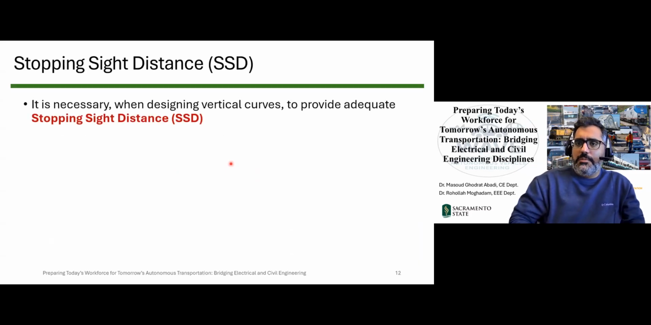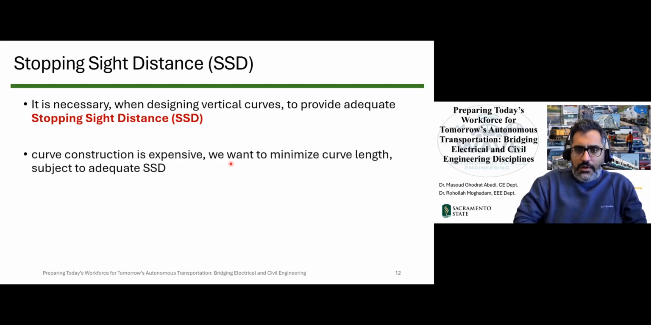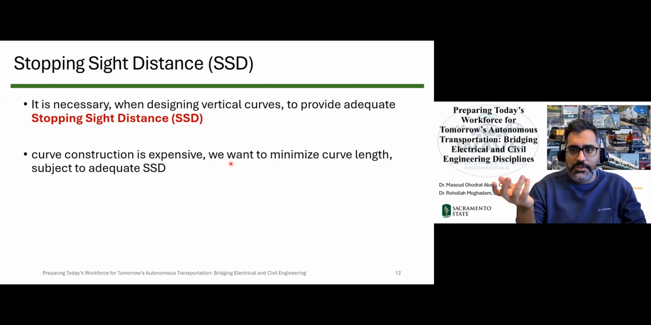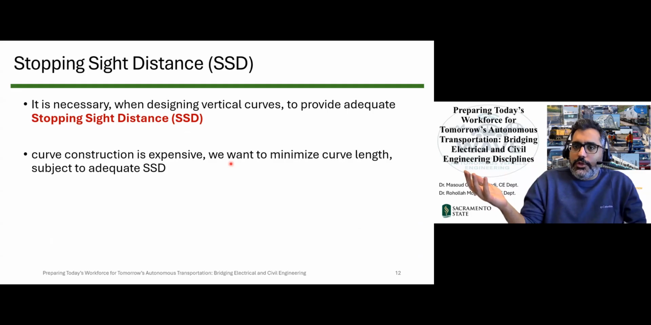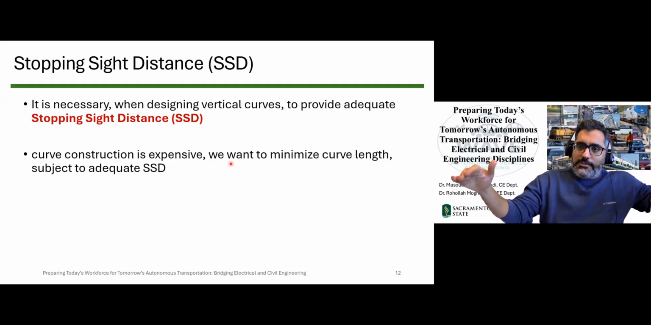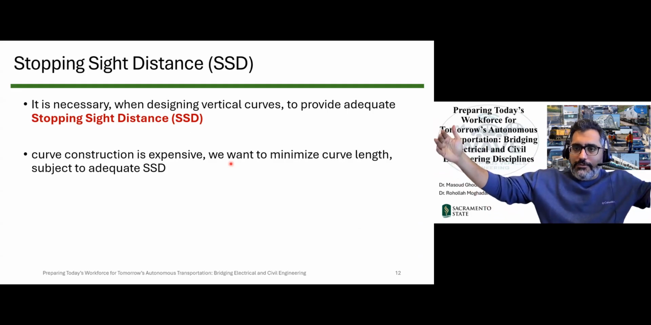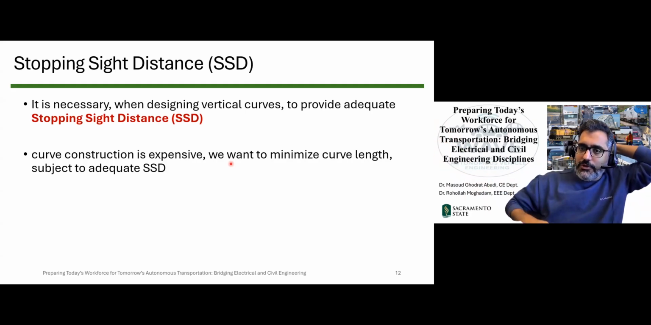Now, let's talk about stopping sight distance, because I told you a few minutes earlier that when we talk about safety, the most important thing is to provide that stopping sight distance. So when you are driving on a vertical curve, it is important to make sure that if there is a potential hazard on the other side of the roadway, we are able to see it. Of course, we would love to make that as wide as possible, like a flat roadway at 0% grade, where you can see everything in front of you.